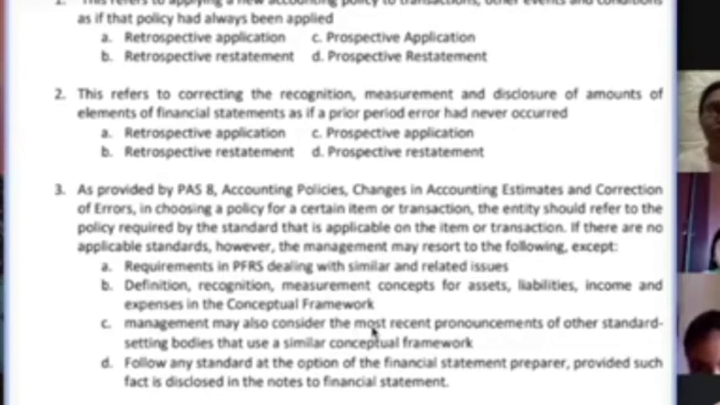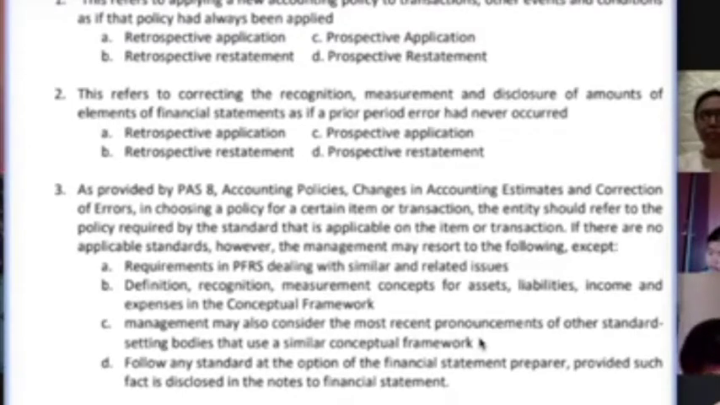It's very tempting, class, to give priority to letter C. Why is it tempting? Because letter C appears to be very authoritative. What does letter C tell us? Consider the most recent pronouncements of other standard setting bodies. These are legitimate bodies or authorities. But I want you to remember that letter C would be the last in priority.